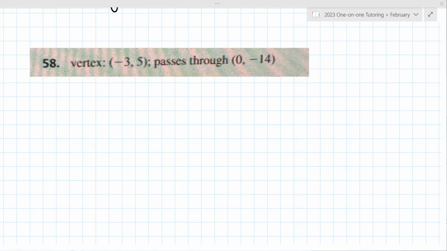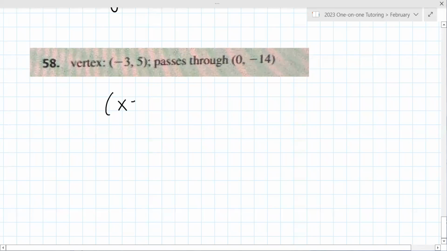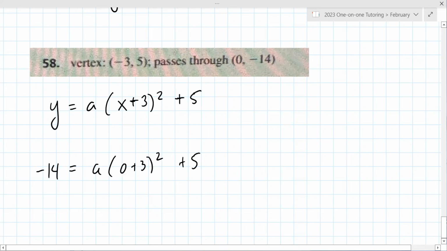I'm using a graphing tool because I don't have my tablet free here. That does work. Okay. So let me just show you the steps here. It's x plus 3 squared plus 5, and then a, and like you said, sometimes it doesn't work out very nicely, does it? No. So it's negative 19 over 9 equals a.